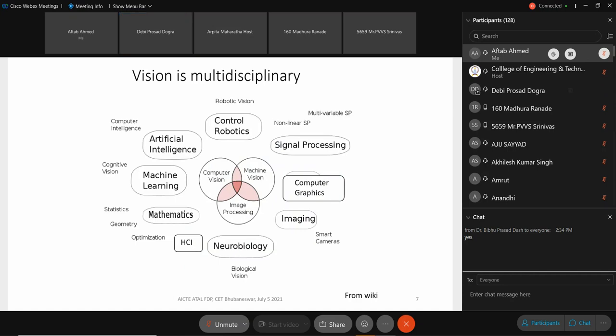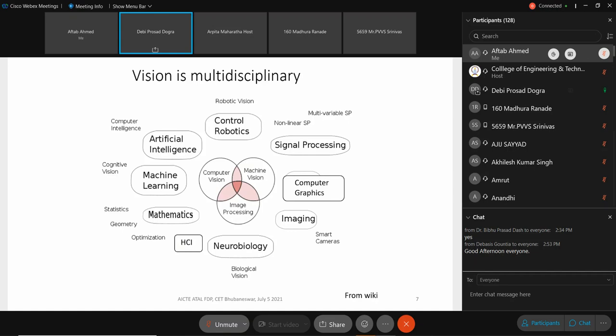And obviously, it is multidisciplinary. It requires the knowledge of many other domains. You require knowledge of artificial intelligence, machine learning, mathematics, neurobiology, basics of imaging, signal processing. If you would like to develop applications, you may require knowledge of control and robotics. You may also need computer graphics. So these are allied subjects which are needed.